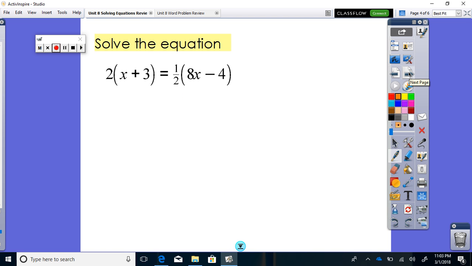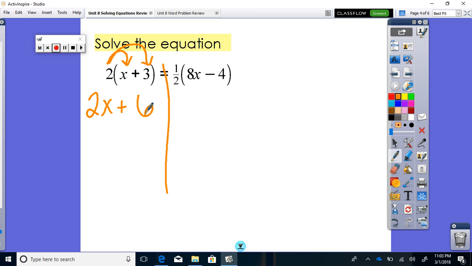All right, more distributing property. Notice that this one has distributing on both sides of the equation. So that's going to be your first step, and you're going to have to do it on both sides right away. So 2 times x will be 2x. 2 times 3 is going to be +6.